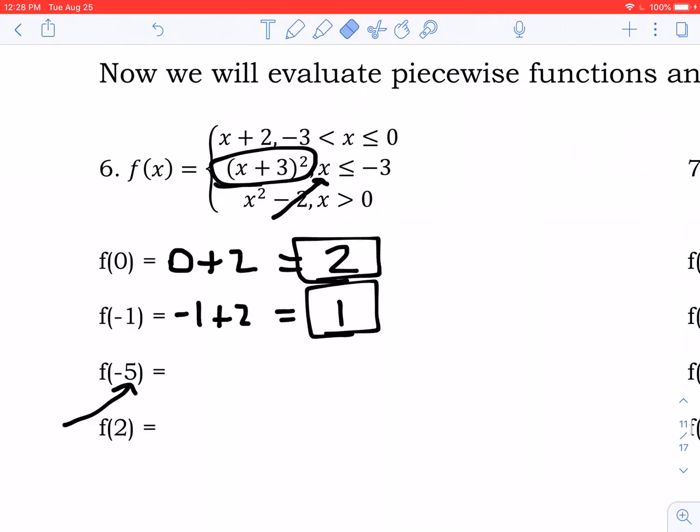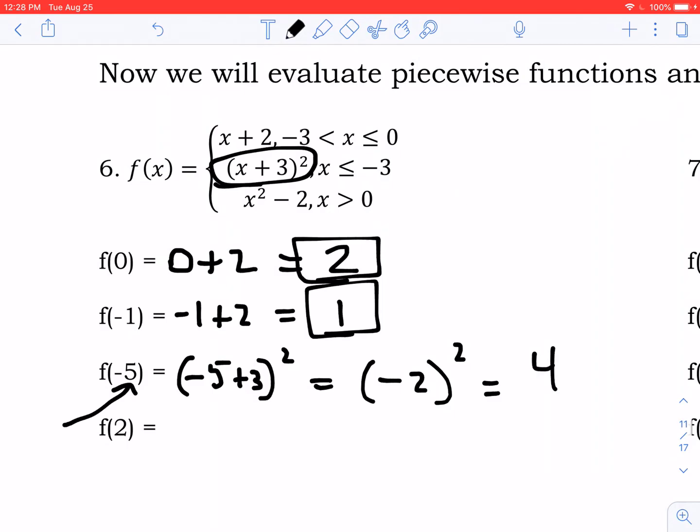Negative 5 is less than negative 3, so the middle function is the one I'm going to plug that negative 5 into. Okay, so that's x plus 3 squared, or in this case, since I'm plugging in that negative 5, negative 5 plus 3 squared. What's that going to be? Well, on the inside there, negative 5 plus 3 is negative 2, and negative 2 squared is 4. Okay, final one here.